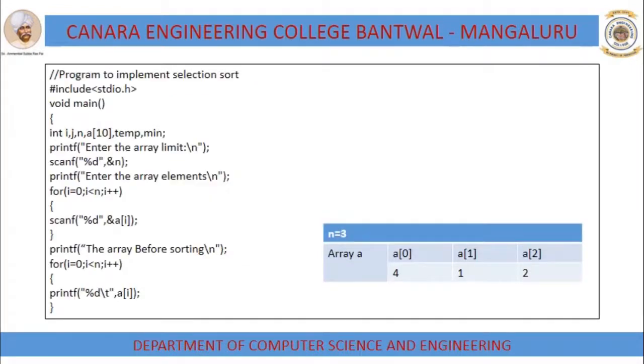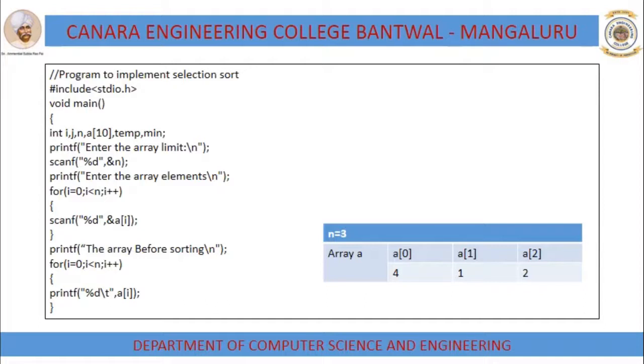Now we see the program here again. I and J are for accessing the array. N is to specify the limit of the array. Then A is the array I have declared over here. Again 10 I have given, so a maximum of 10 elements I can store in the array. Then temp is used for swapping purposes. Then one additional variable, minimum, is used here to indicate the minimum element.